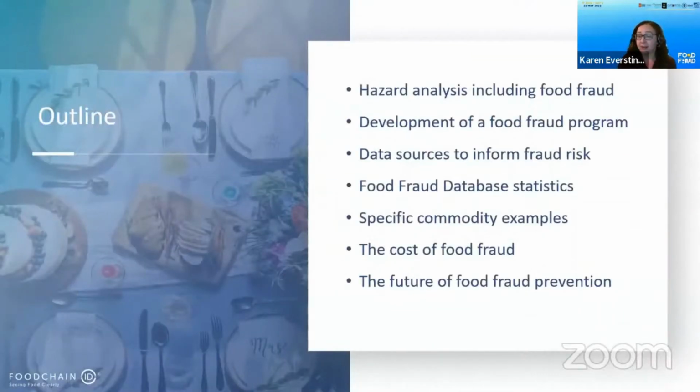But today we are here to talk about food fraud. We're going to talk a little bit about a hazard analysis and how you include food fraud in that analysis. I'm going to talk about the development of a food fraud program, and data sources that can be used to inform fraud risk. This is really where we spend a lot of our time. We are constantly looking at public sources of data to support risk assessments for fraud. I will show you a little bit about our food fraud database, just some high-level statistics from it. And then we'll look specifically at some commodity examples. I'm going to talk briefly about the cost of food fraud because there's an interesting project happening in the UK right now about that, and then end with some thoughts about the future of food fraud prevention.